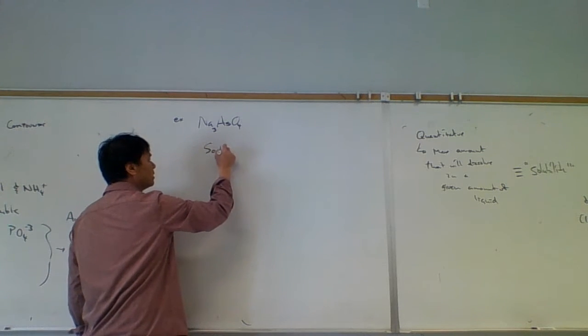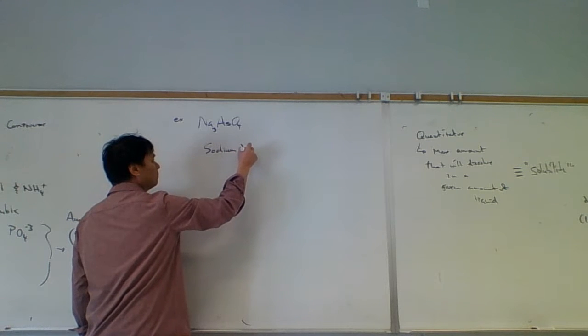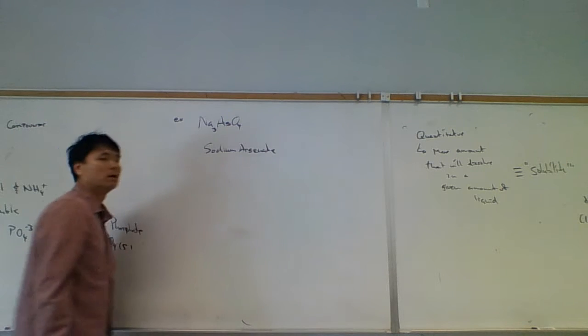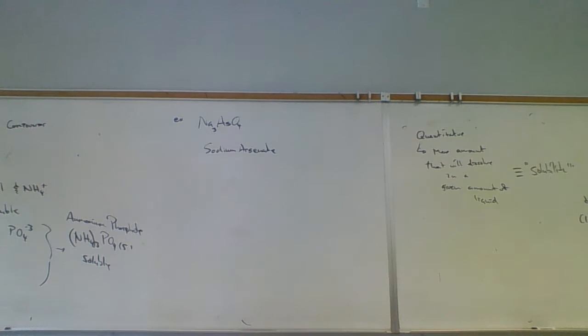So this is sodium arsenate. Would you call it trisodium arsenate? No. Well, all those prefixes we reserve for binary non-metal compounds, which are called molecular compounds, binary molecular compounds. So this is sodium arsenate. We could figure out that it's trisodium based on the charges. That doesn't mean you don't see it.